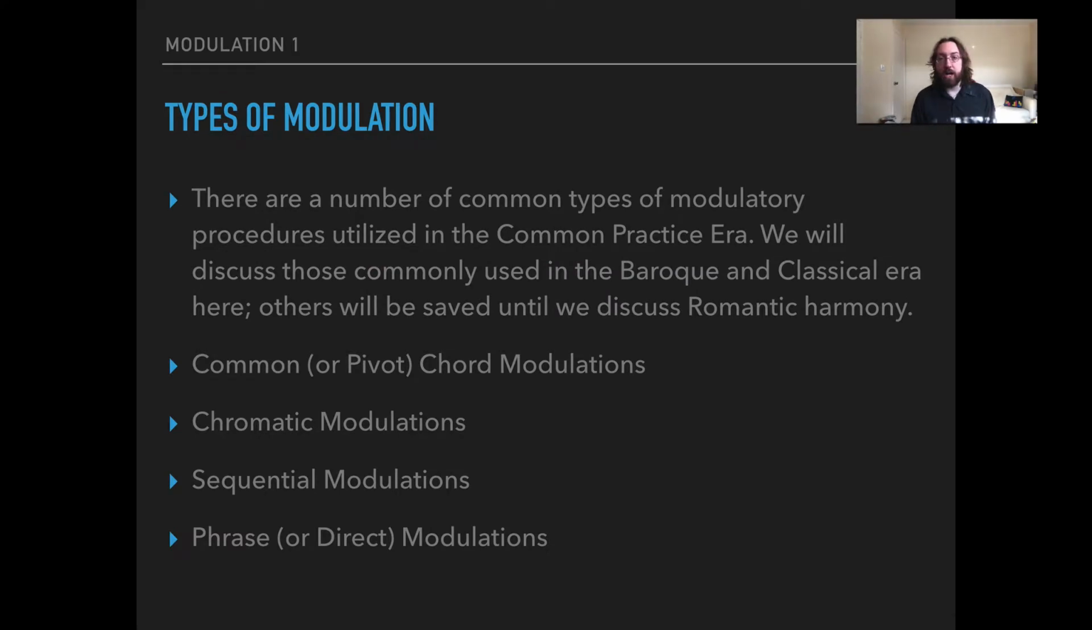There are a number of types of modulatory procedures that are utilized in the Common Practice era. Right now, we'll discuss those commonly used in the Baroque and Classical era, and others we'll save until we discuss Romantic harmony. Here we'll talk about common or pivot chord modulations. These are the most common ones. We'll also discuss chromatic modulations, sequential modulations, and phrase or direct modulations.